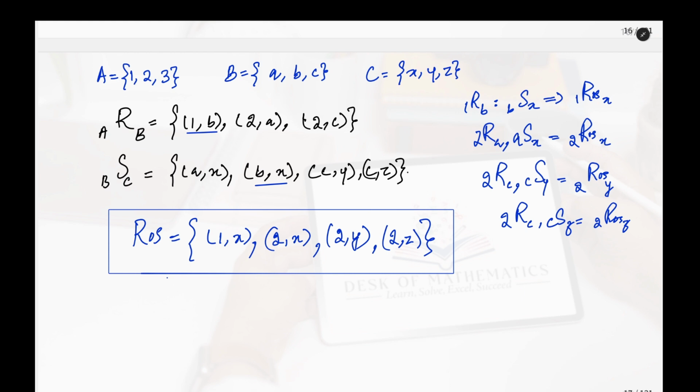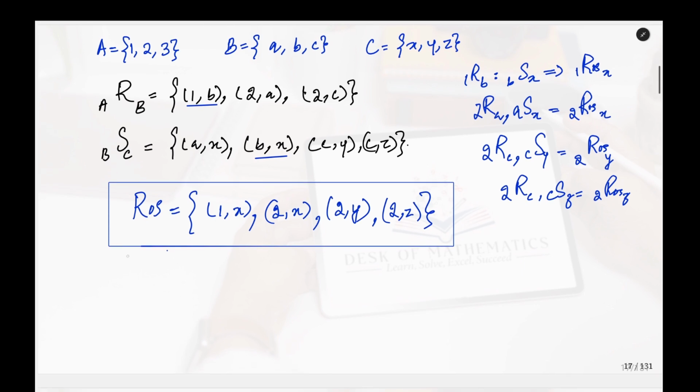Clear to everyone? Now you have to remember, if you find S of R, you take a related to x in S, and now you have to find x in R. Nowhere. Similarly, S is related from B to C, and R is related from A to B, so there is no common element; there are no elements in the intersection of A and C. So S of R will be the empty set. This is how you can find the composition of two relations.